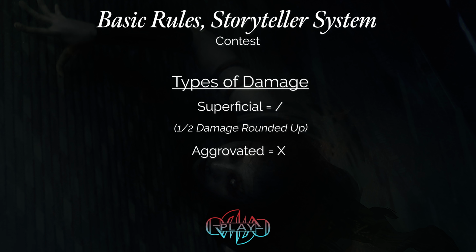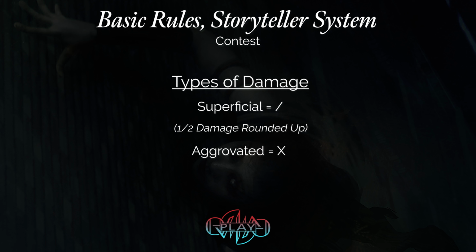We should also discuss types of damage in the Storyteller system. The first type is superficial damage. These are bruises, sprains, and the like. Kicks and fists, for example, cause superficial damage to humans and vampires. The second type of damage is aggravated damage. This causes broken bones, wounds, and life-threatening injuries. Knives and firearms cause aggravated damage to humans. Only fire, sunlight, or supernatural attacks cause aggravated damage to vampires.